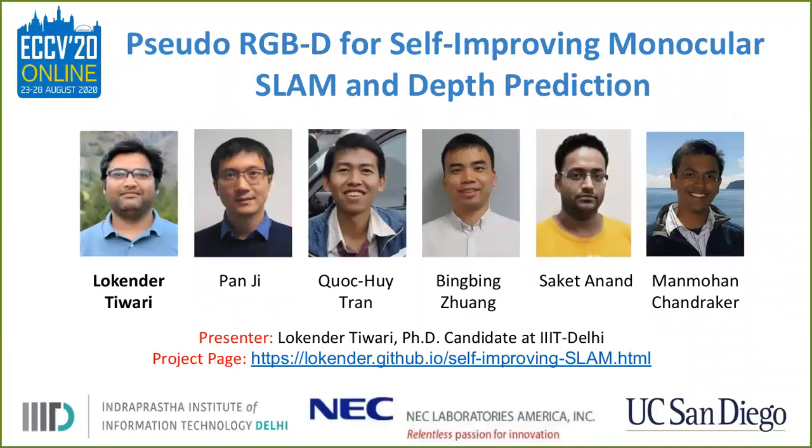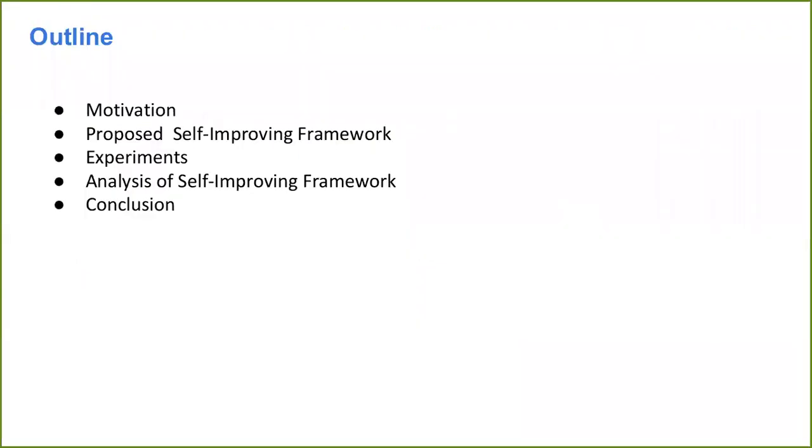In this talk, I will discuss my work on Pseudo RGB-D for self-improving monocular SLAM and depth prediction. Here is the outline of my talk. I will start with the motivation, then I will discuss the proposed self-improving framework. I will present qualitative and quantitative results. I will provide analysis of the self-improving framework. Finally, I conclude my talk. So let us start with the motivation.